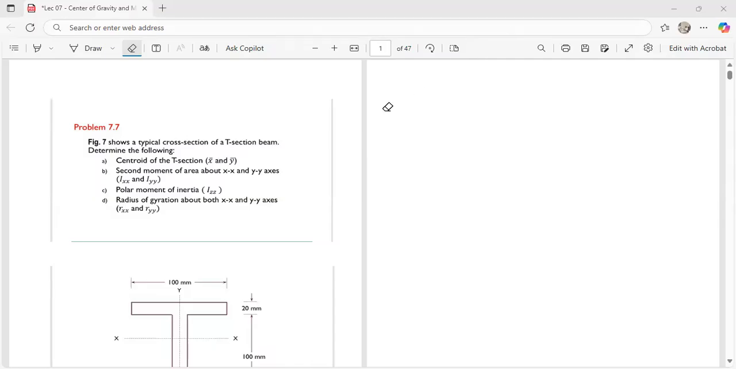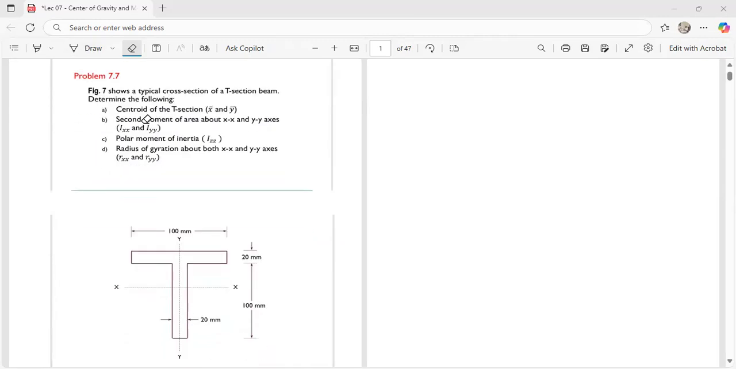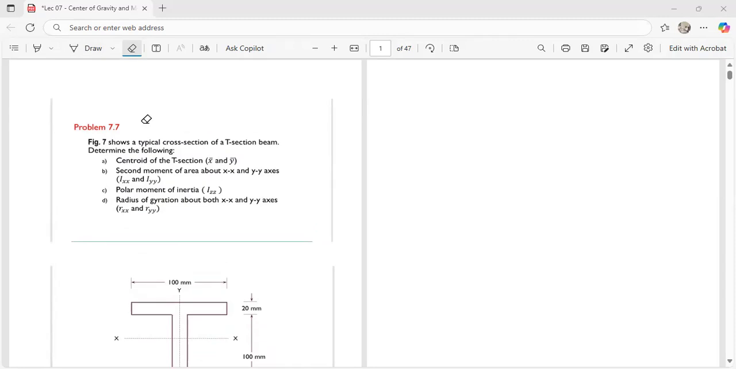All right. So in this section, we want to look at lecture 7. In the other aspect, we looked at how to calculate for the centroid in the various sections. This time, we want to look at how to calculate for the centroid, the second moment of area about XX and YY axis, the polar moment of inertia, and also the radius of gyration about both XX and YY axis.